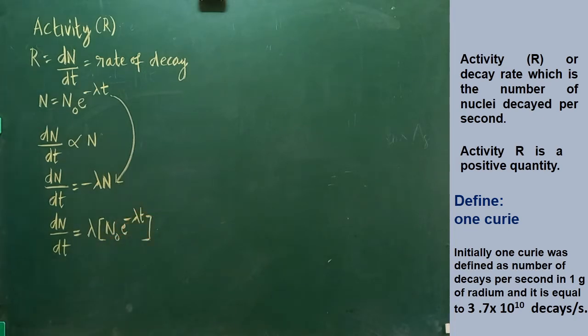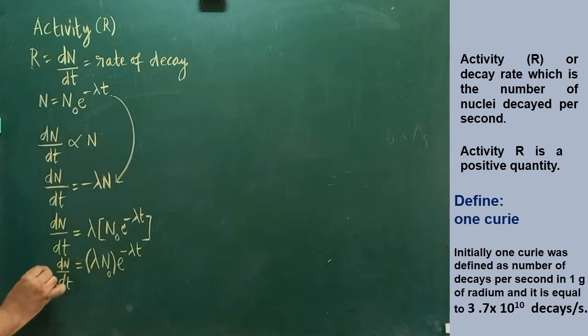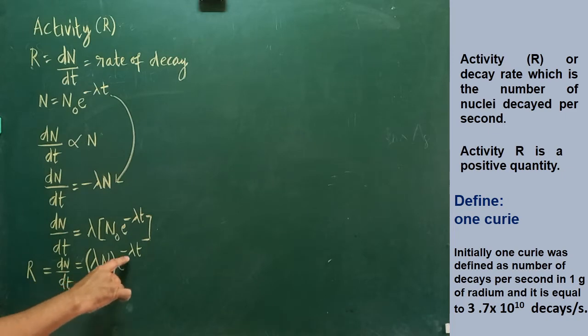Any doubt in this? Now here, lambda and N naught can be combined. If both are combined, you will get lambda N naught e power of minus lambda t. Both can be written within the bracket. Here the same dN by dt can be written. Are you clear? Already we have seen that this dN by dt is nothing but activity. Therefore, this dN by dt can be equated with R. So look here, we have arrived at a new expression. What is the new expression? R is equal to lambda N naught e power of minus lambda t.